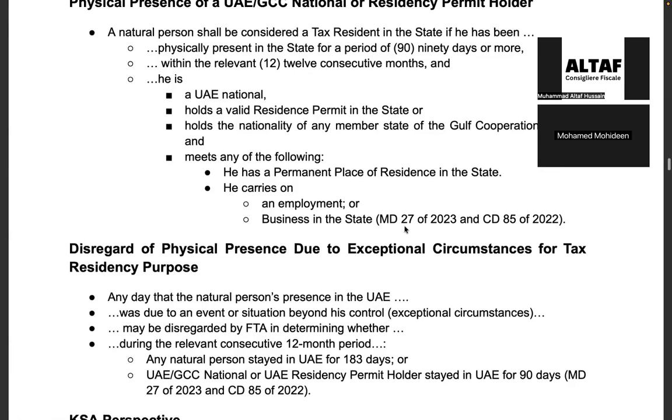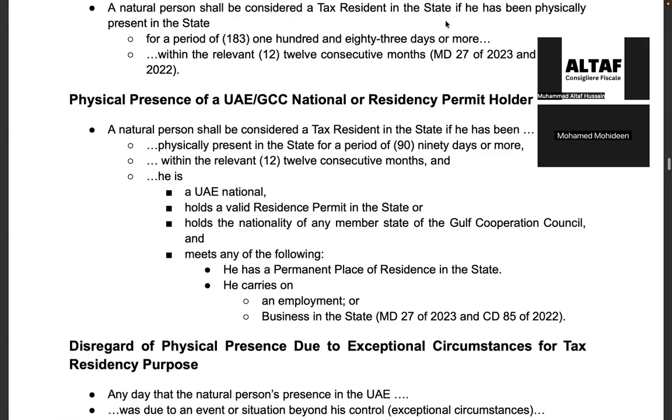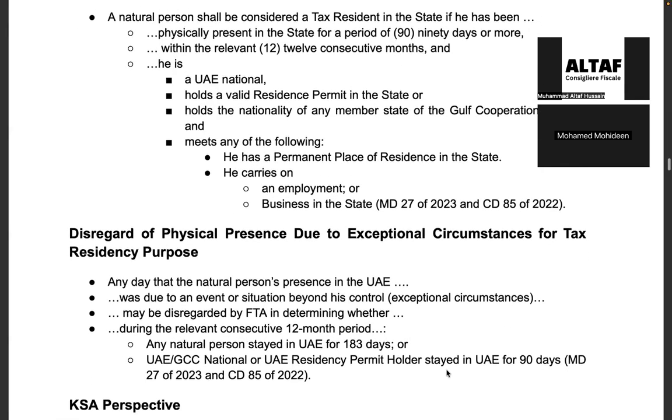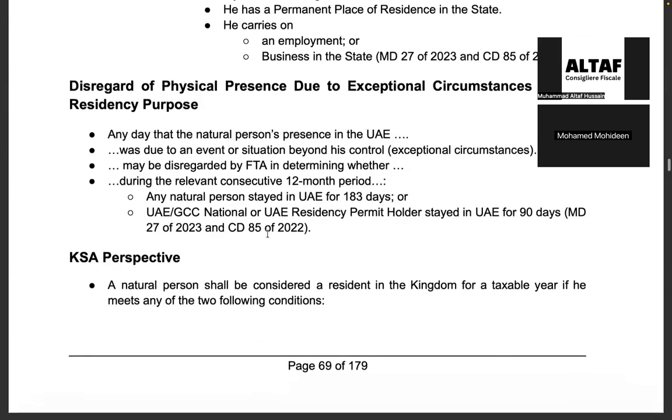the UAE Federal Tax Authority will bend the rule or become a bit flexible with respect to the 90-day rule or the 183-day rule if, because of circumstances beyond the control of the person, it was due to an event or situation beyond the control, exceptional circumstances. Any day of the natural person's presence in the UAE may be disregarded.